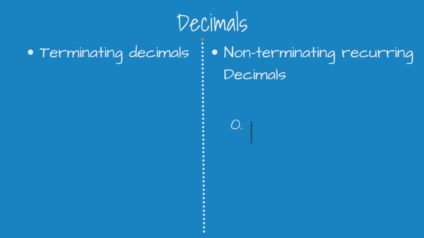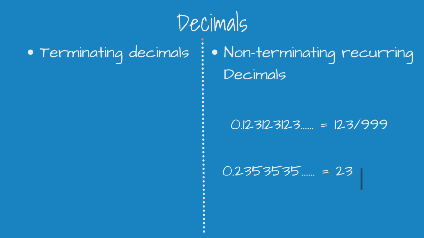Similarly, 0.123123123 can be written as 123 over 999, and 0.2353535 can be written as 233 over 990.